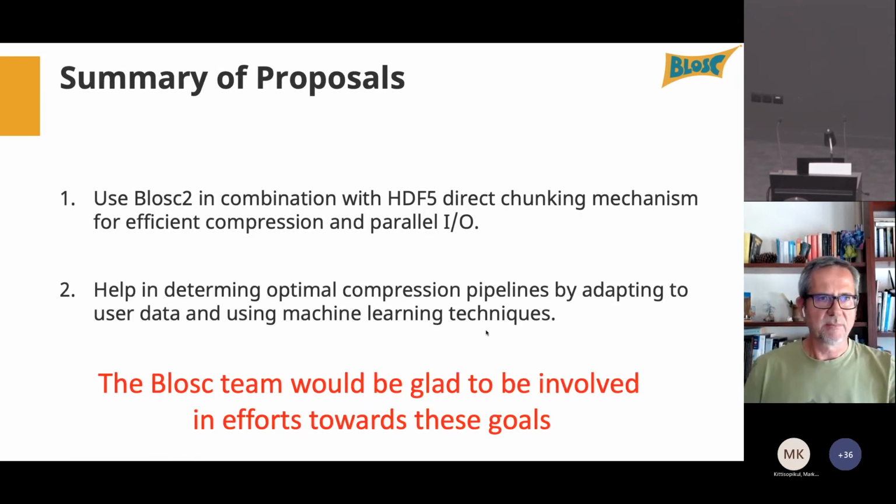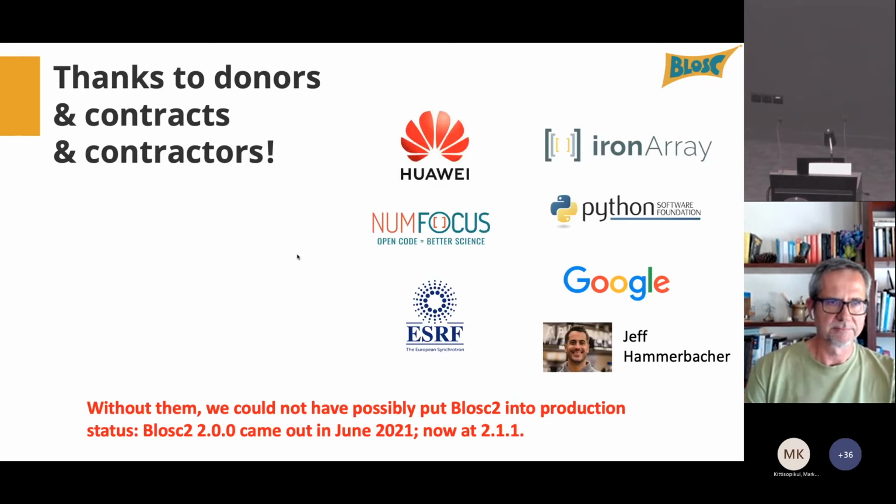So the summary of proposals is, first, use Blosc2 in combination with HDF5, the direct chunking mechanism, for efficient compression and parallel I/O, and also help in determining optimal compression pipelines by adapting to the user data and using machine learning techniques. As I said, the Blosc development team will be glad to be involved in efforts towards these goals.